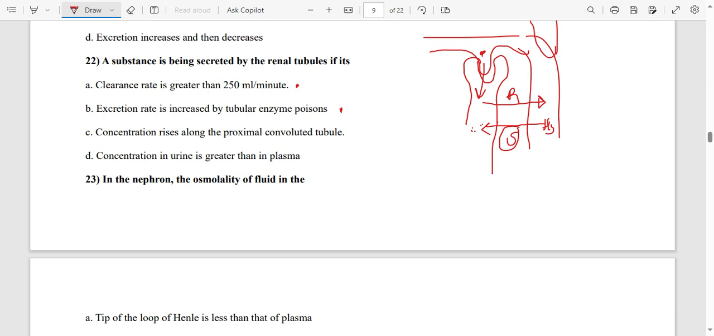And then C, concentration rises along the proximal convoluted tubules. D, concentration in urine is greater than in plasma. Now, concentration in urine, if it is greater than in plasma, secretion can't happen. Instead, reabsorption is the one which is going to happen. Concentration in urine should be less than in plasma for something to be secreted. So what we remain with is C. Concentration rises along the proximal convoluted tubule.